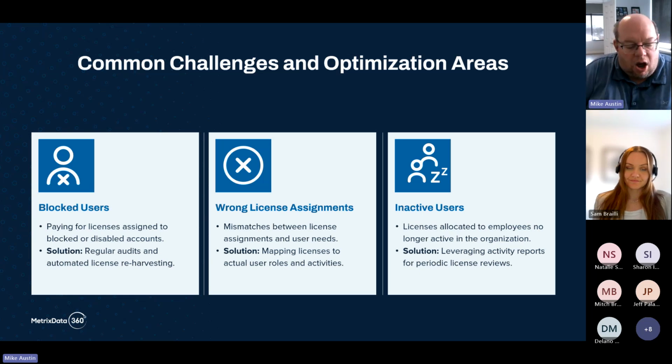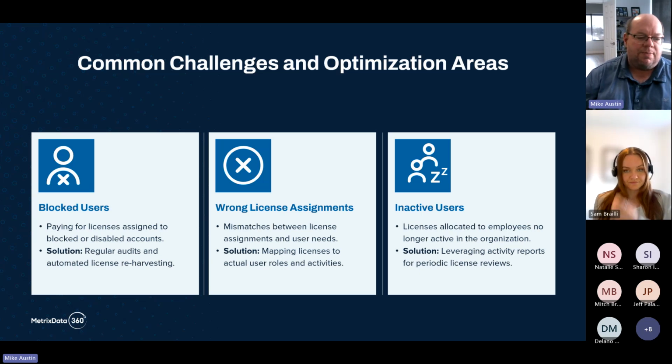We see often wrong license assignments, right? So this is just what I was talking about in terms of not having the data to make the decision whether a user should be an E5 or an F3, for instance. Maybe even users don't need to be an E5, maybe they need to be an E1. And there are mismatches between this that are happening all the time.